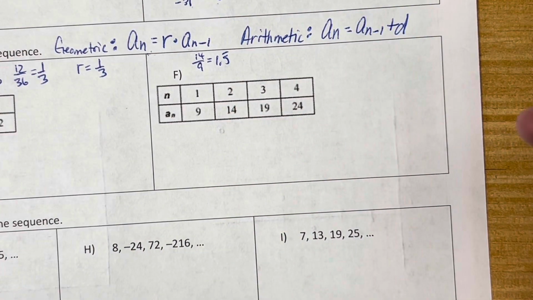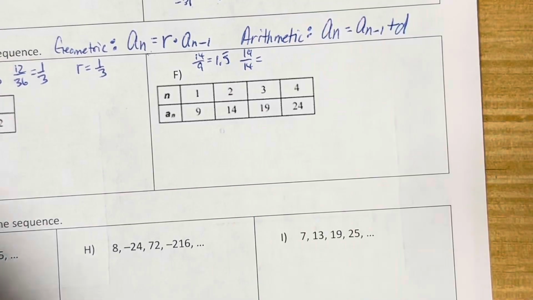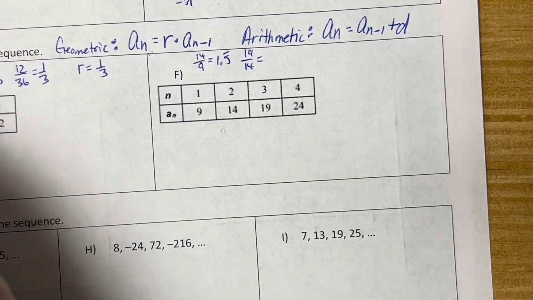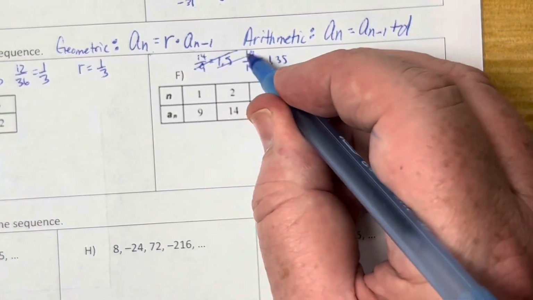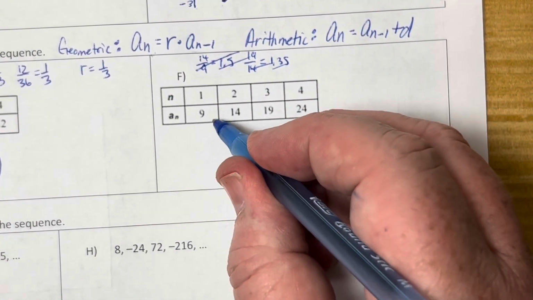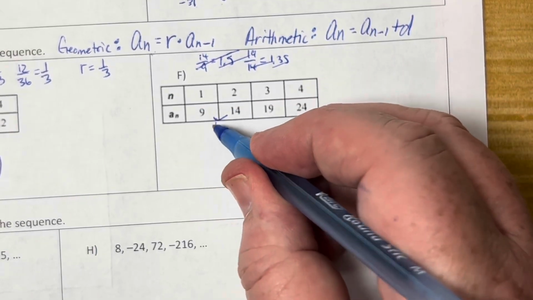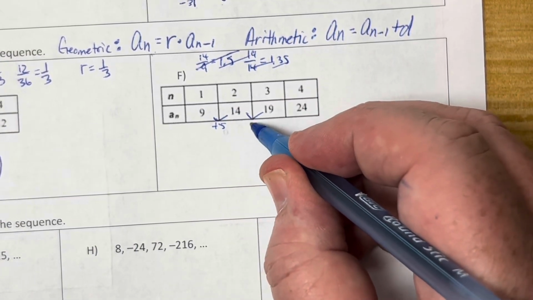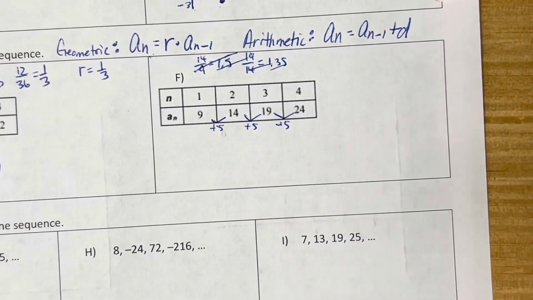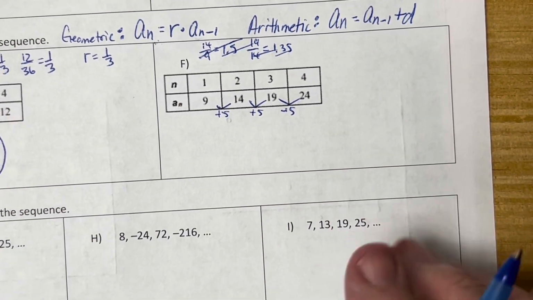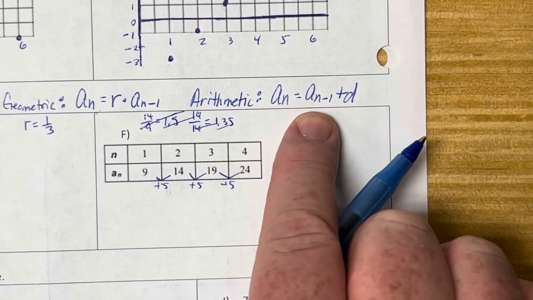Is 1.5 repeating. 19 over 14 is 1.35, so it's not geometric. All right, 9 plus 5 is 14. 14 plus 5 is 19. 19 plus 5 is 24. So this is arithmetic. So we're going to use the recursive arithmetic formula.